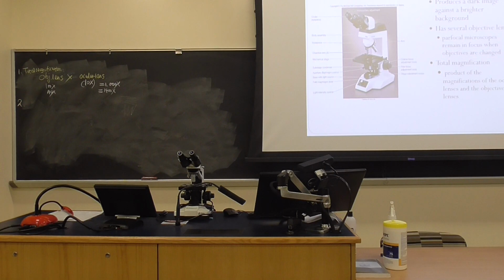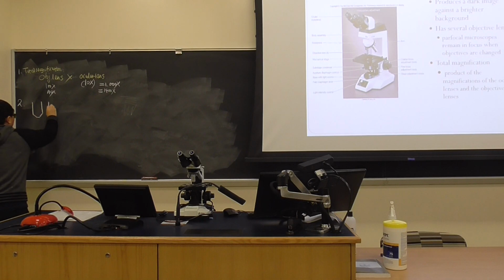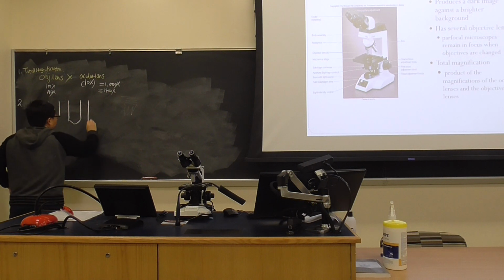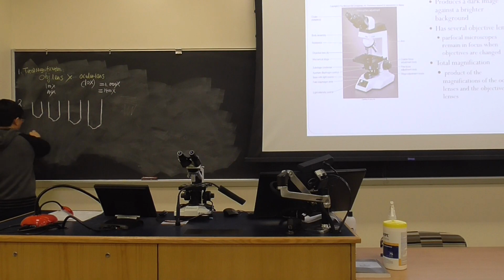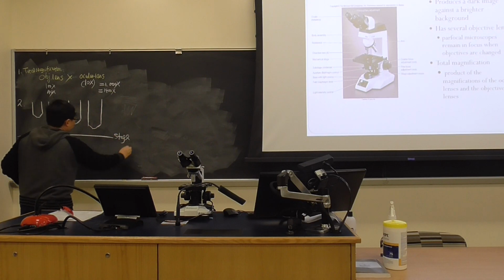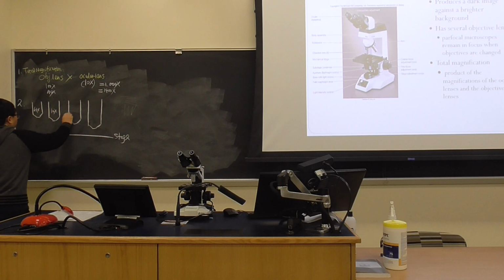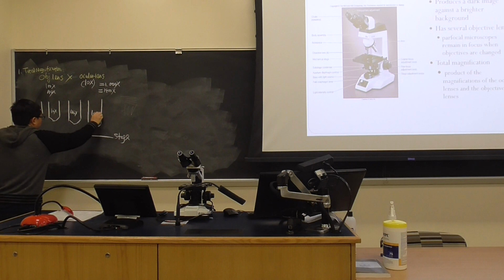The second one. It's very interesting. Look at these lenses. What do they look like? Did you notice that? I just showed you. This is the stage. The distance between the lens and the stage decreases with the increasing magnification of the objective lens: 4x, 10x, 40x, and 100x.